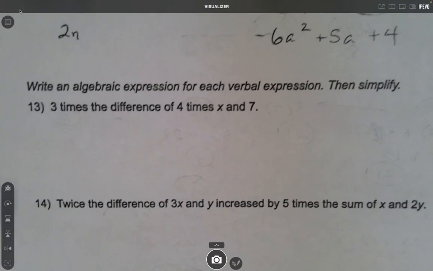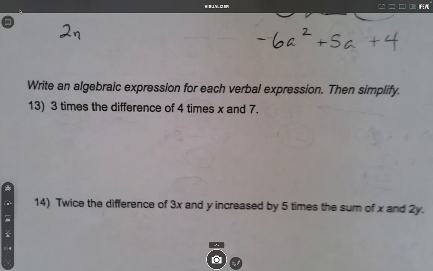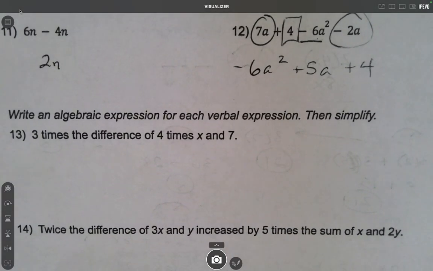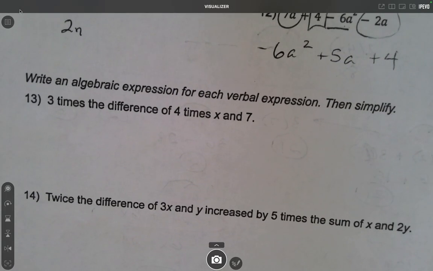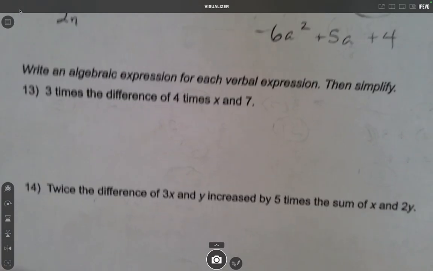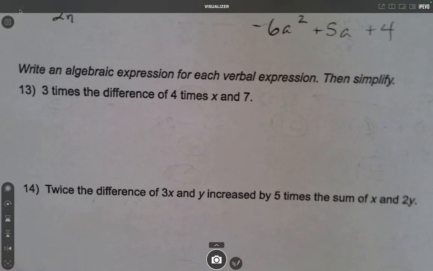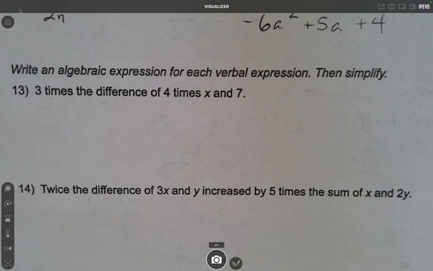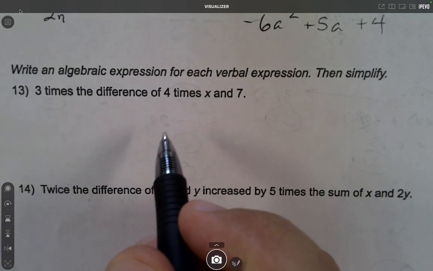So now we're told to write an algebraic expression and then simplify it. So we have 2 steps here. First, we're going to do what we've been doing before. Sorry, can't get this all lined up. Let's see. Sorry about that. All right, so first we got to translate this into an expression, an algebraic expression.